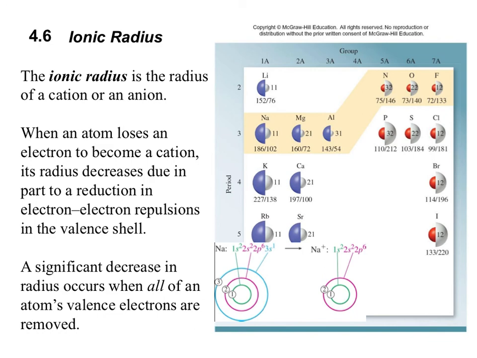Ionic radius. The ionic radius is the radius of a cation or an anion. When an atom loses an electron to become a cation, its radius decreases due in part to reduction in electron repulsions in the valence shell. A significant decrease in radius occurs when all of an atom's valence electrons are removed. An example would be sodium, where when we remove the 3s1 electron, we lose the 3s orbital, and therefore we are only left with an ion with an outermost shell of 2s2 2p6 electrons, which is much smaller.